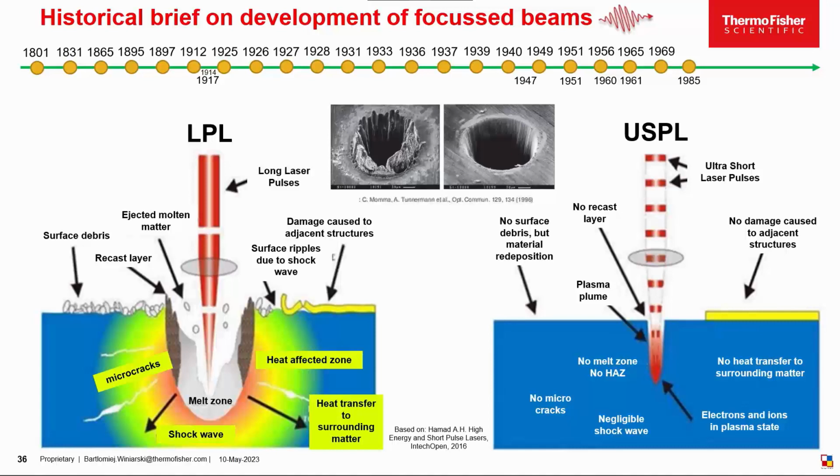On the contrary, USPL pulse duration is much shorter than the carrier excitation, that is absorption of photon and impact ionization, and thermalization, that is carrier-carrier scattering and carrier-photon scattering. Thus, the thermal and structural effects are massively suppressed to a nanometer size region.